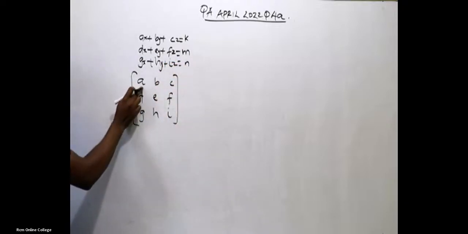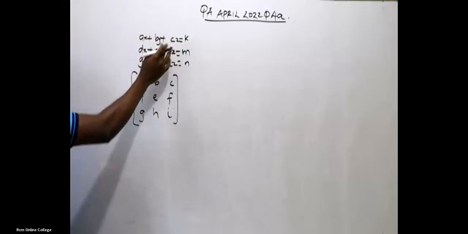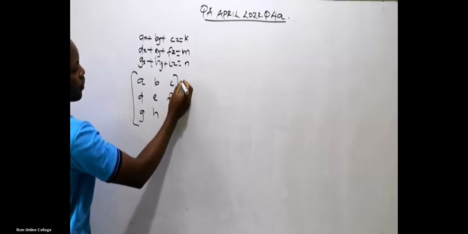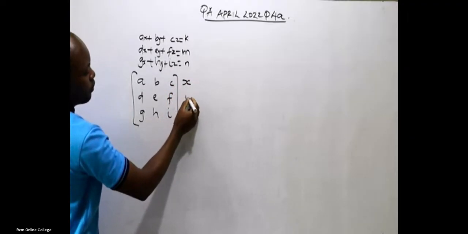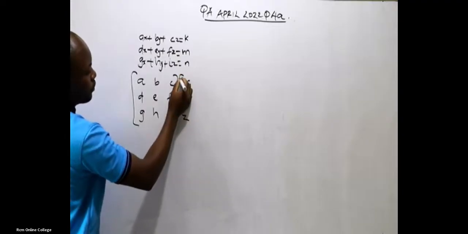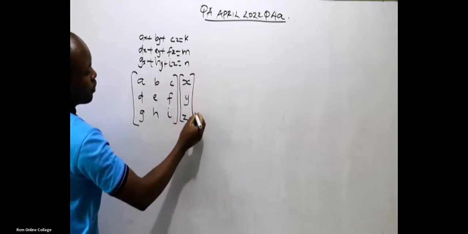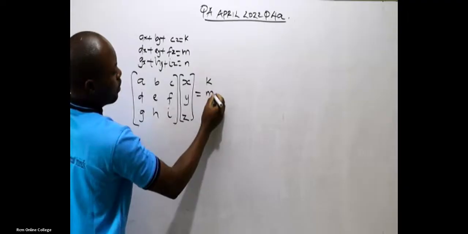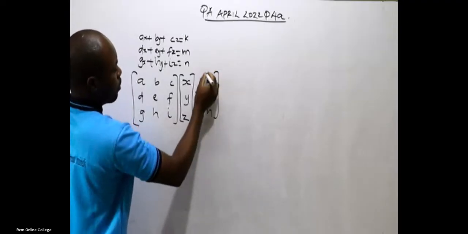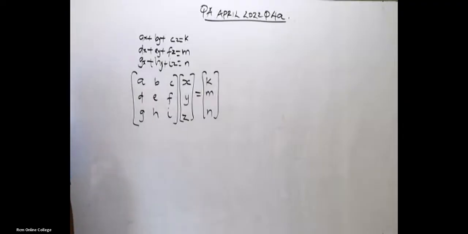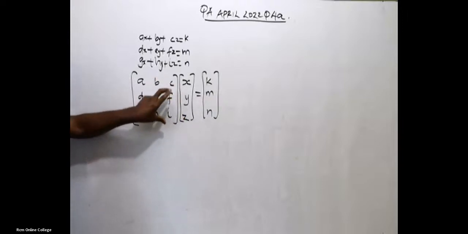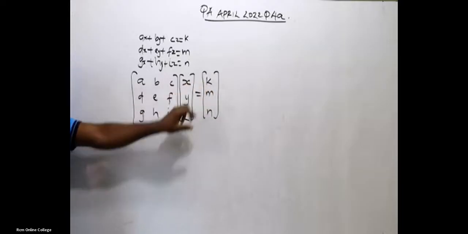Now, we take the coefficients, that is A, B, C, D, E, F, G, H, I. Then we want to get the value of X, the value of Y, and the value of Z. That is what we have. Then, of course, it gives us the constants K, M, N, which we'll be able to use to get the value of X, Y, Z.